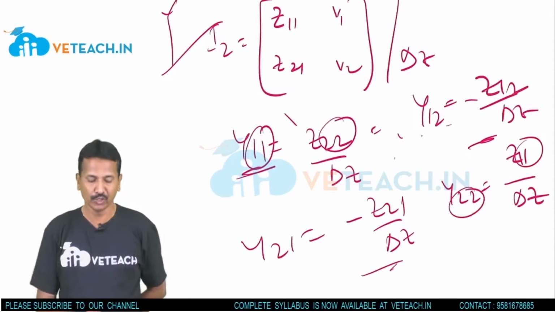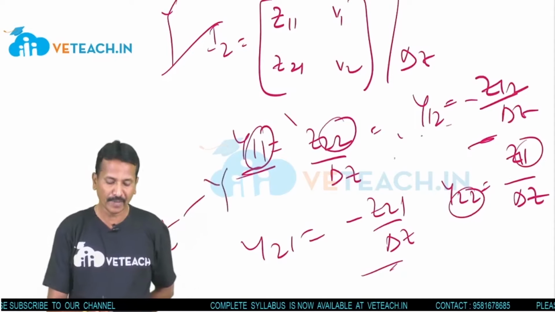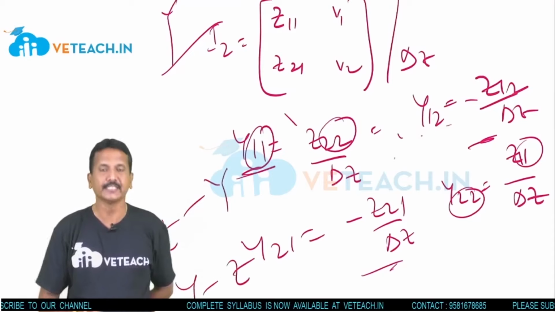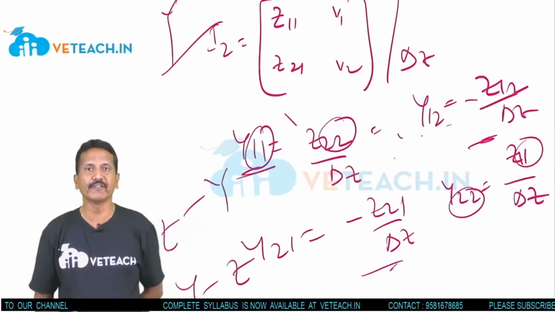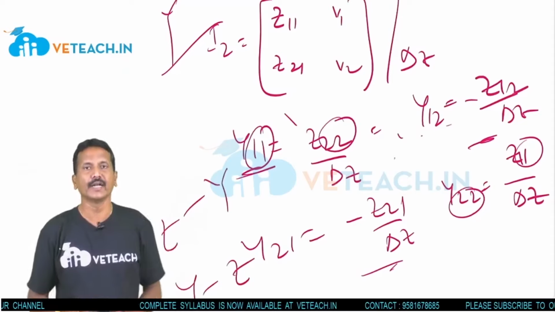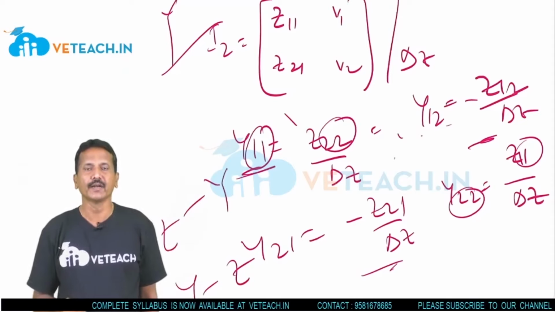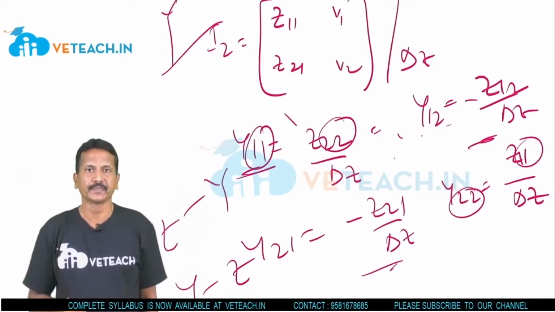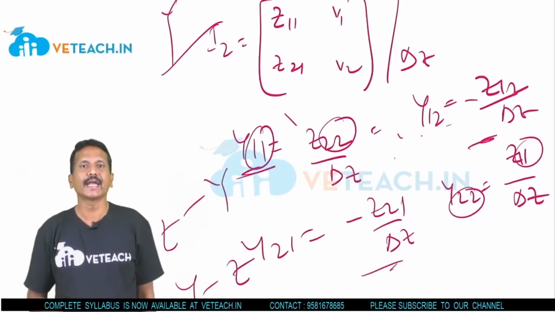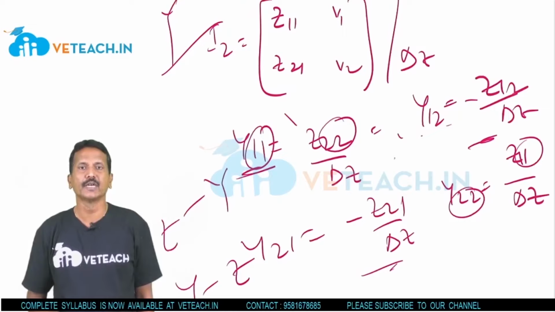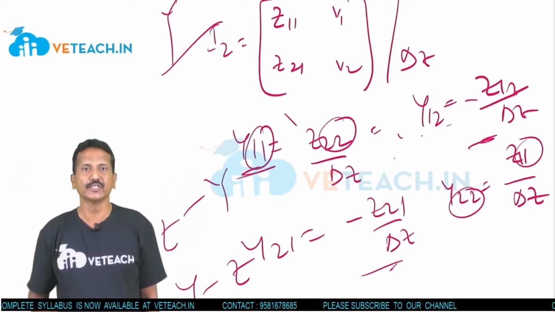So Z to Y parameters or Y to Z parameters, according to our requirement, we can convert one parameter to another. This is the total model paper of network theory. So try to practice as many problems as possible and get good marks in your subject.